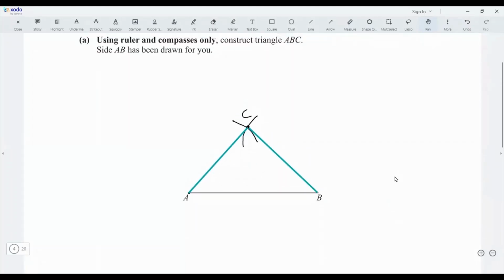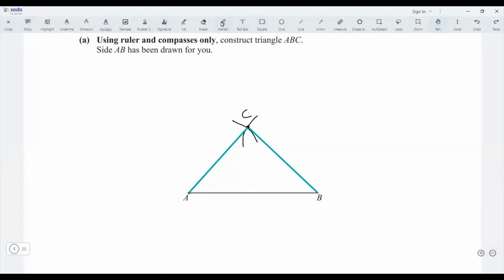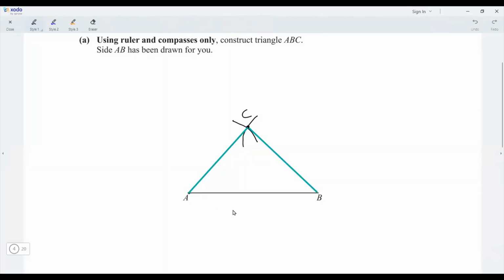You must remember the construction of the perpendicular bisector of line AB. So first of all, calculate the length of line AB. What is the length of line AB? You can check through a ruler. The length is approximately 6 centimeters. So 6 centimeters is the length of AB.